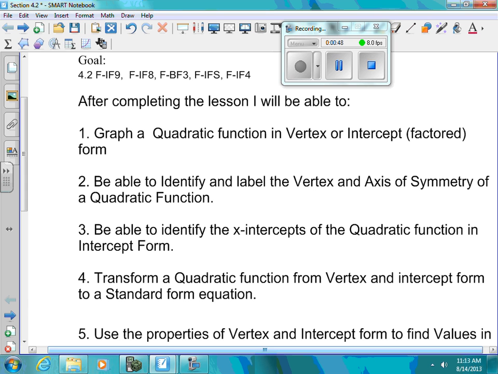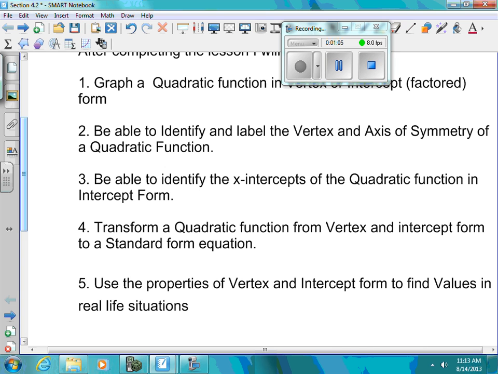Be able to identify and label the vertex and axis of symmetry of a quadratic function. Be able to identify the x-intercepts of the quadratic function in intercept form. Transform a quadratic function from vertex and intercept form to standard form equation. And last one, use the properties of vertex and intercept forms to find values in real life situations. And this last one may not be covered as much in the notes, but we explore it tomorrow in class with problems and examples we go through together, individually or as a group.